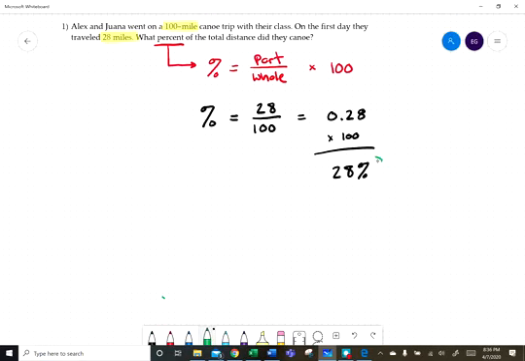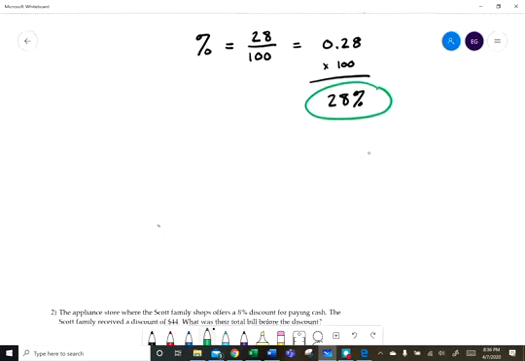So they have traveled 28%, which makes sense. It's pretty straightforward. 28 out of 100 is given. So when we're working with percents, the number 100 is very easy to work with. Okay, number two.